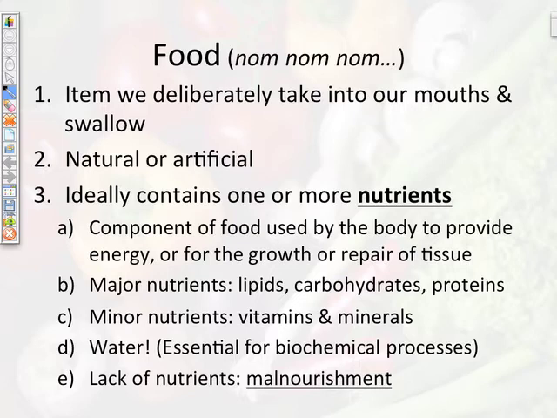And if you're lacking all 6 of those nutrients, it's called undernutrition. Undernutrition, if you're lacking all 6 of them, can lead to starvation. So with undernutrition, you're missing all 6 of those nutrients. You're not getting enough of a single one of them.